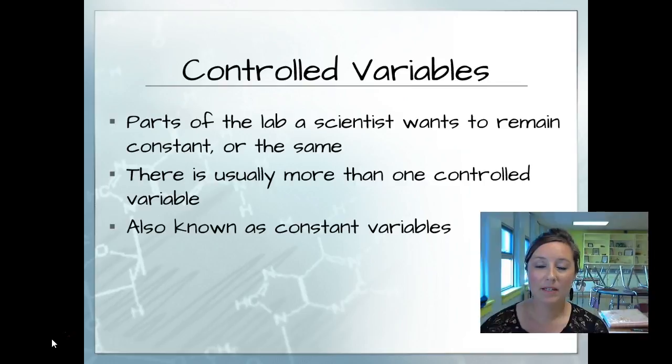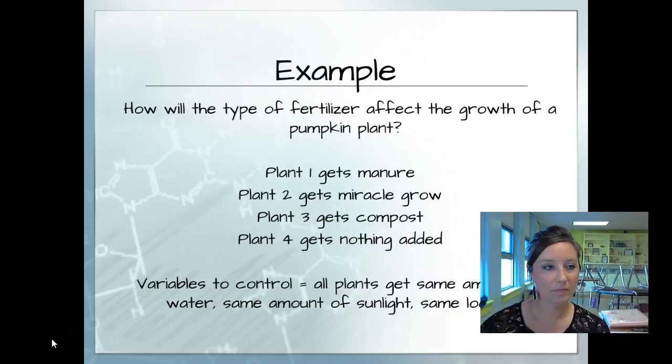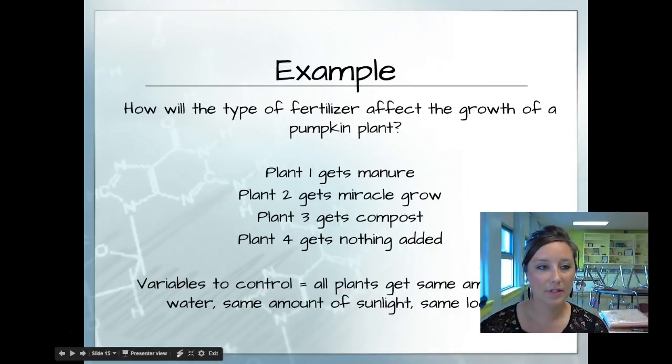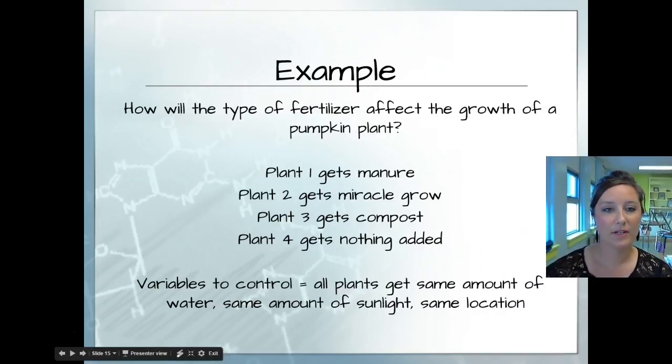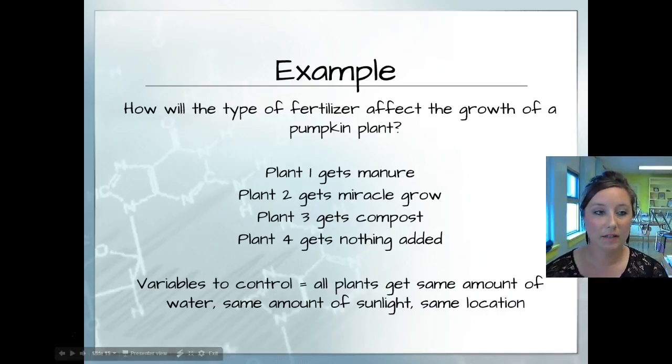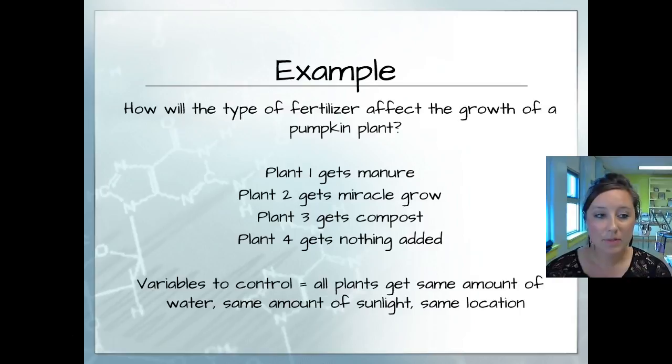So with an independent and dependent variable, we only have one independent variable and we only have one dependent variable. But then there's a lot of things that we need to keep the same in order to make sure that we're not having anything else affect our dependent variables. So if we look at this example here, how will the type of fertilizer affect the growth of a pumpkin plant? Well, plant 1 gets manure, plant 2 gets Miracle-Gro, plant 3 gets compost, and plant 4 gets nothing added.